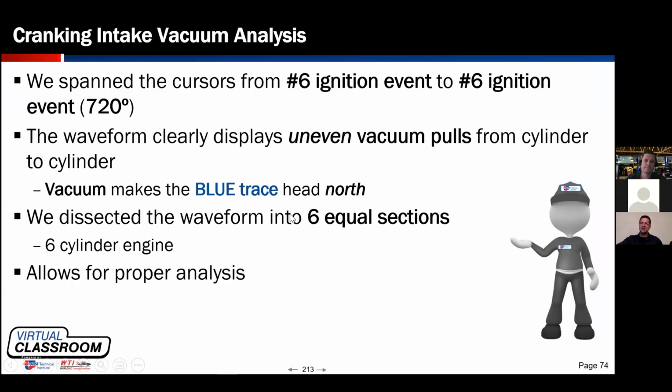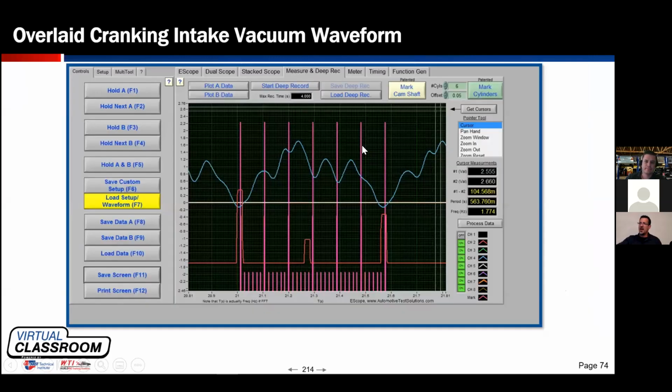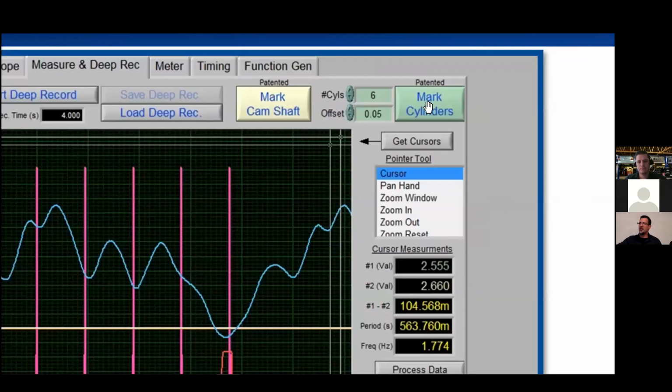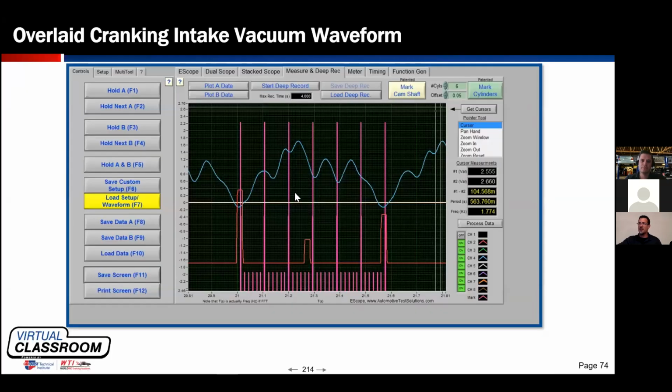Again, vacuum makes the trace go north. And I've partitioned it. I've put my white cursor here and another white cursor there. And then I came up here and I configured this for 6 cylinders. And I pressed this button right here, mark cylinders. And what that did was partition this waveform 1, 2, 3, 4, 5, 6 different ways. So we're prepared to analyze this now. We're ready to rock and roll.